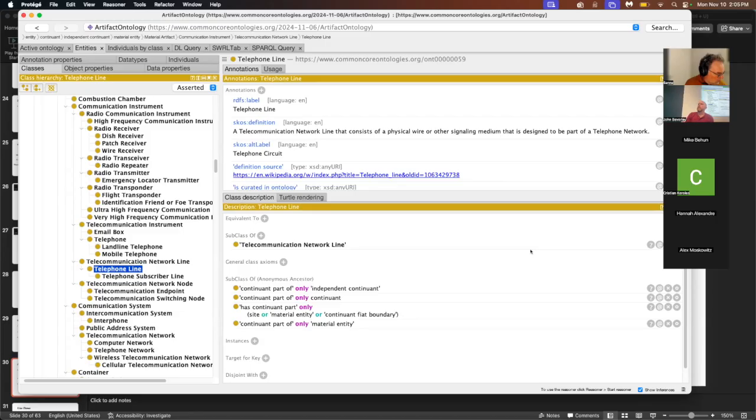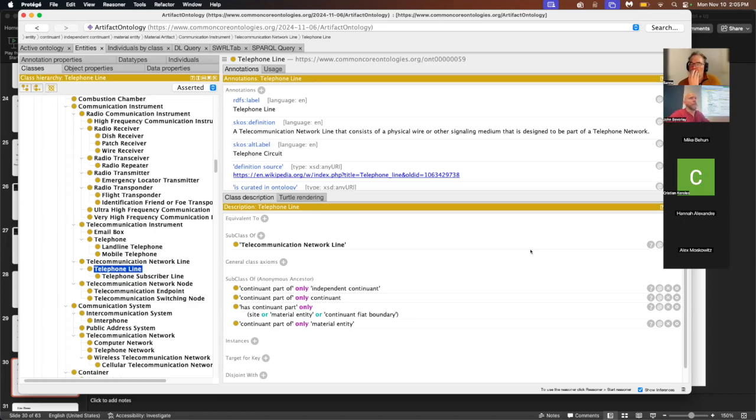Yeah, I'll tell you, the traditional strategy is to just do it anyway, regardless of how much time. Just do it and hope for the best. We train modelers like yourself to go and do the hard labor of thinking carefully about what exactly the axioms will be for this. So telecommunications network line, you want to create an equivalence class for this. What is it? Okay, so it consists of physical wire or other signaling medium. How would John Beverly do this?